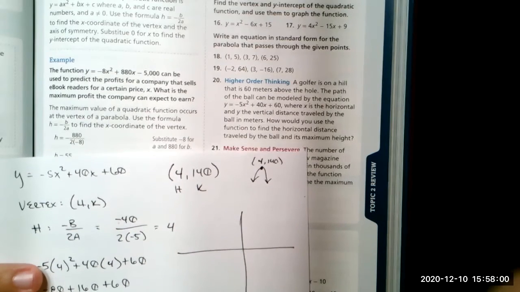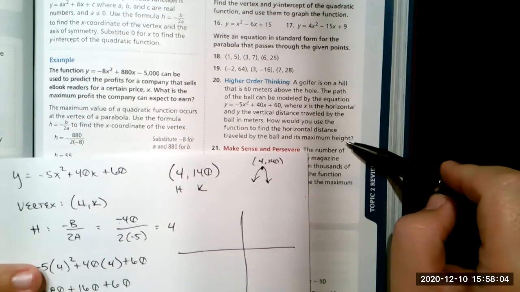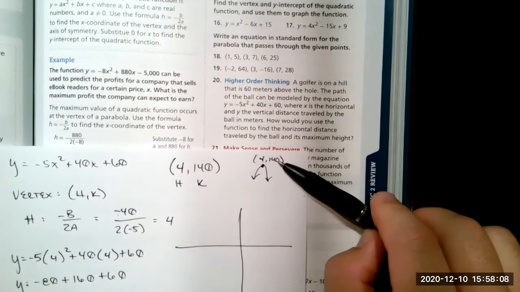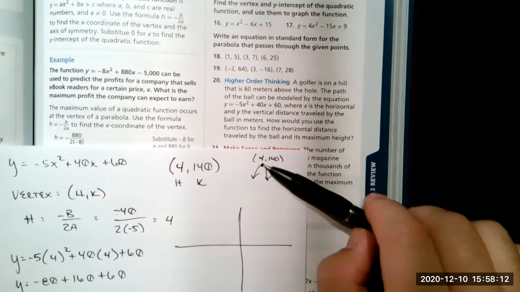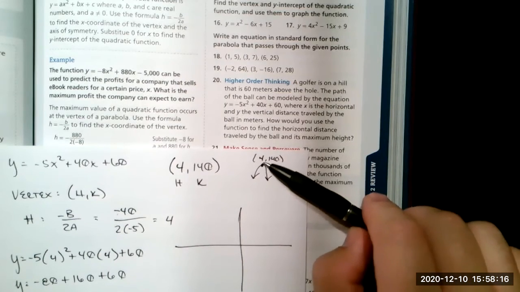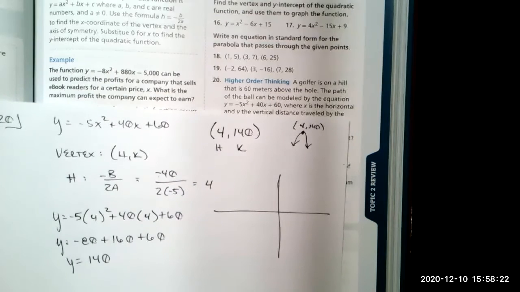How would you use the function to find the horizontal distance traveled by the ball and its maximum height? So I think this is just the horizontal distance at the maximum height. You would have to figure out when this thing hits 0 again, so basically factor it. That would give you that distance, how far it was away. So if we factor this, number 20, you would definitely figure out what these points are.